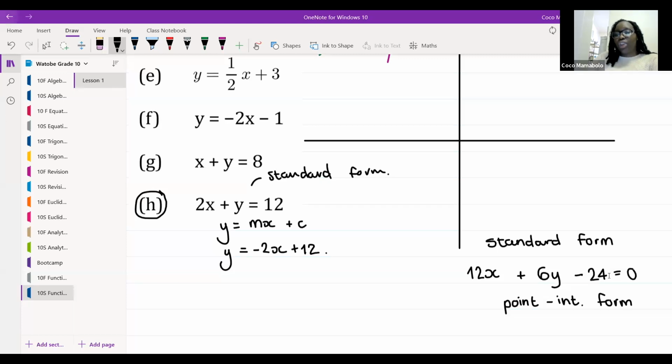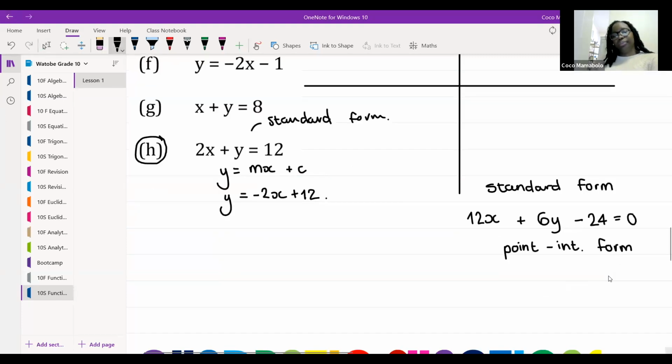All right, Tiana, do you have an idea of what we would have to do here? Ma'am, can't we say 6y is equal to negative 12x, and then we say plus 24. Plus 24, excellent. We're not done though, because it's still not in point-intercept form. What's missing? Is that 0 missing? I'm not sure. What does the point-intercept form look like?